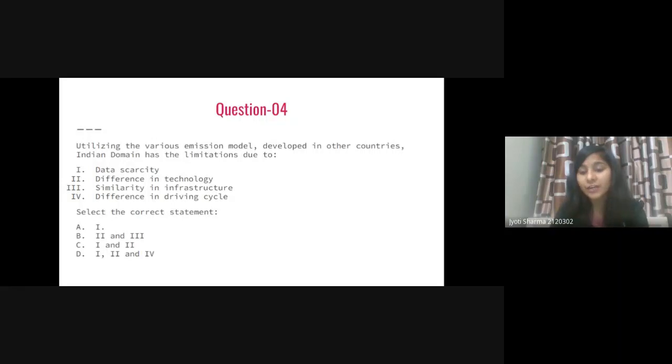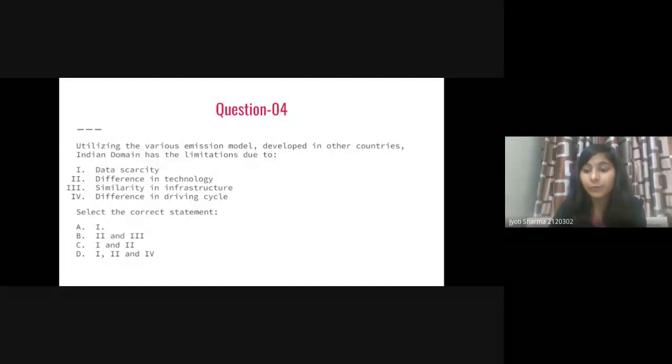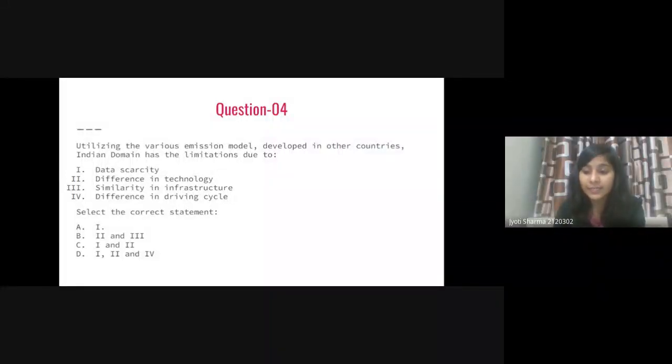We can also use such models, and based on the model output, we can form some kind of policies for the future, and we can improve our techniques and our mitigative measures. So that's why we need to study all such models. And because we don't have such data, we are using the modified model, in which we need just a very simple data set. We will talk about that in the next MCQ.